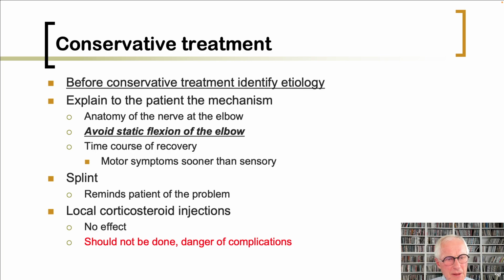Splinting: there are no studies that would support using a splint. It reminds the patient of the problem, but splinting during the night at the elbow is quite uncomfortable, and many patients will not wear the brace during the night. Local steroid injection should be avoided. There is a danger that you may sever the nerve when you do the injections.